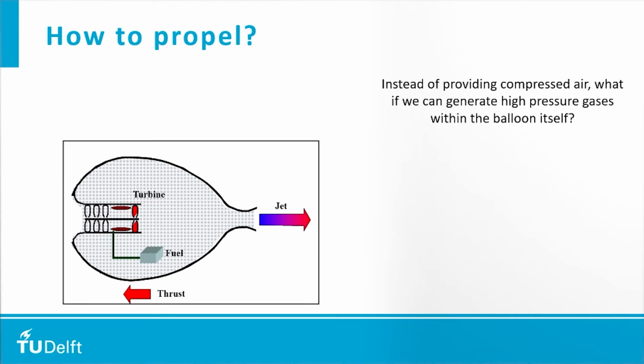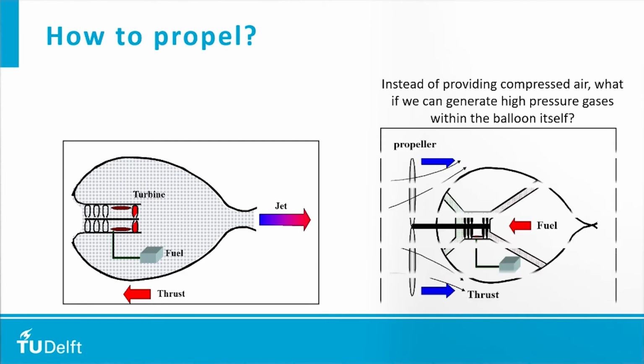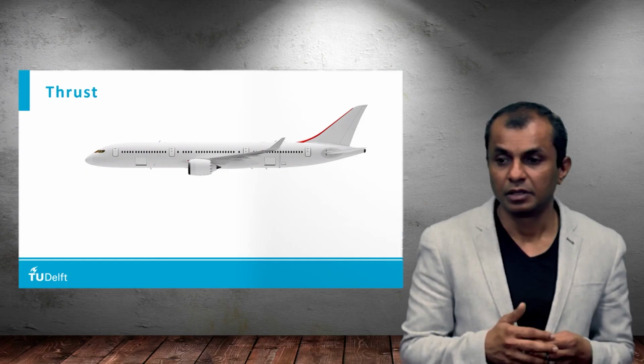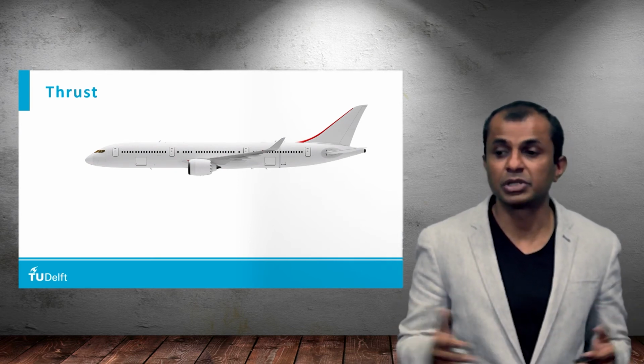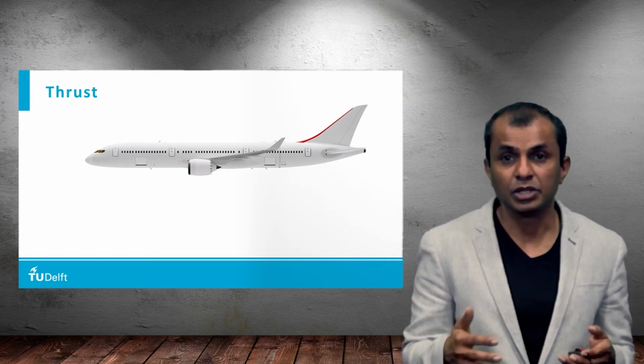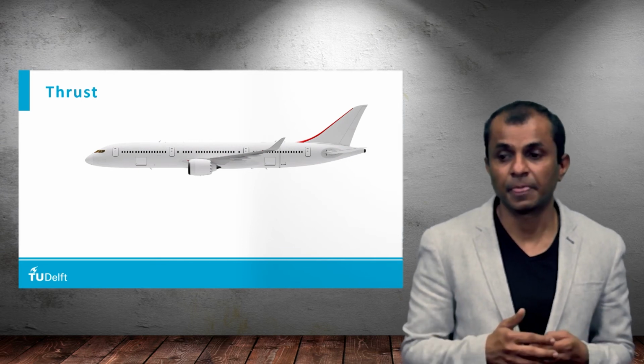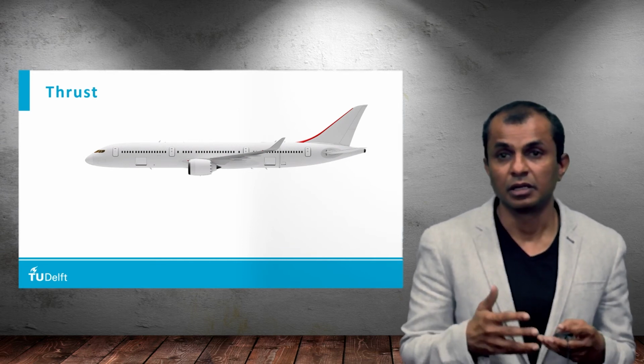So instead of the jet which is coming out of the nozzle, we could also utilize the power to drive a propeller. And this is how a propeller aircraft actually works. When you look at a typical commercial aircraft, you would see the engines hanging below the wings. The engines are sucking the ambient air.